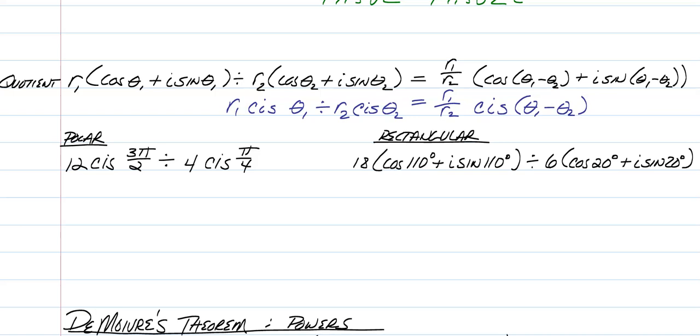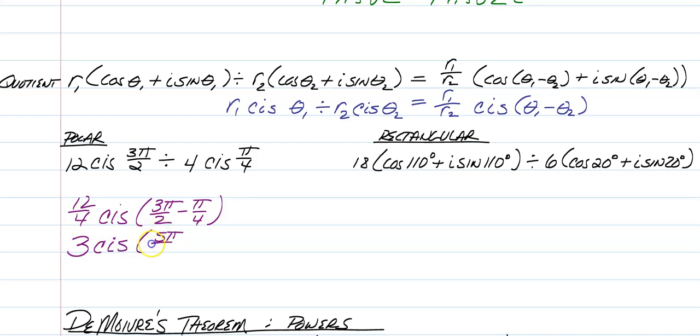So polar, let's work with the shortcut. This is 12 divided by 4, and then CIS, and then the angle is 3 pi over 2 minus pi over 4. Now, of course, when you are subtracting fractions, you have to have a common denominator. So if you just change this to 6/4, 6 minus 1 is 5. So 12 divided by 4 is 3, CIS, and then our angle is 5 pi over 4. Done. Game over.